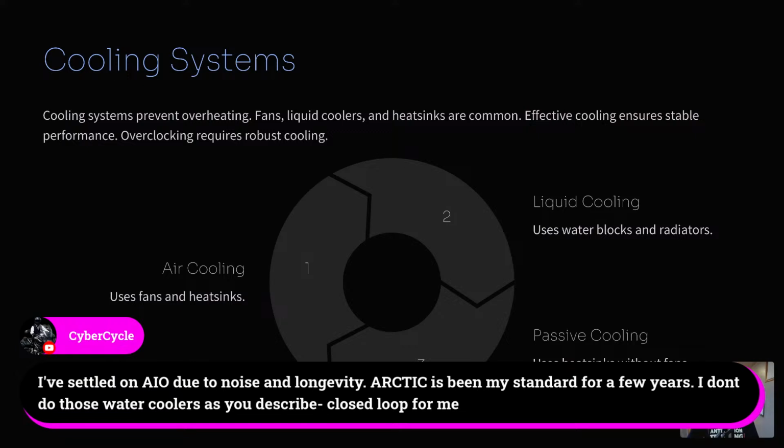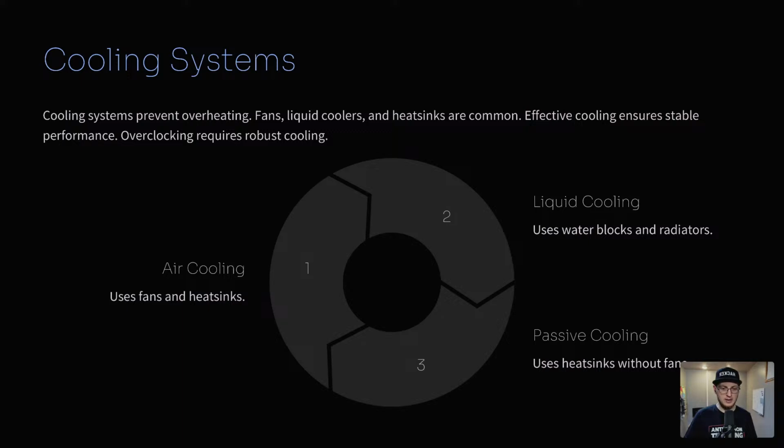And so CyberCycle mentions settling on the AIO due to noise and longevity. I think that also depends on brand, because I run Noctua for example, and I don't hear anything. There are a lot of different things that go into it, and that could still be more expensive than the AIO. And mentioning Arctic as well. There are also multiple different brands: there's Arctic, Cooler Master is a popular one, Corsair is another one. There are so many different ones.